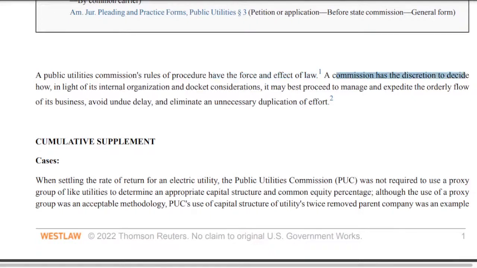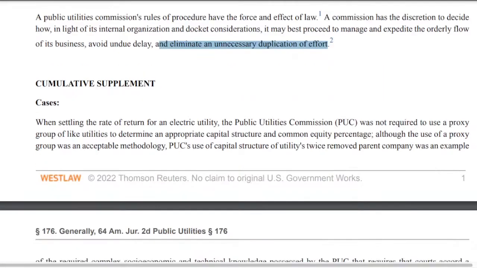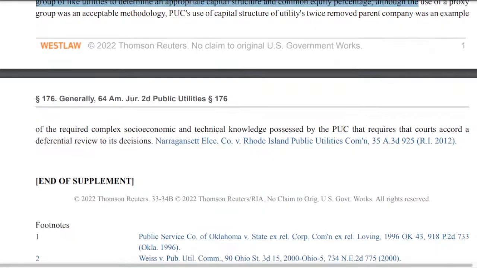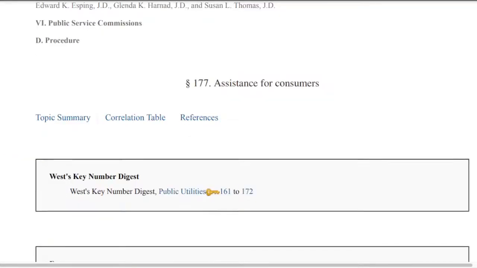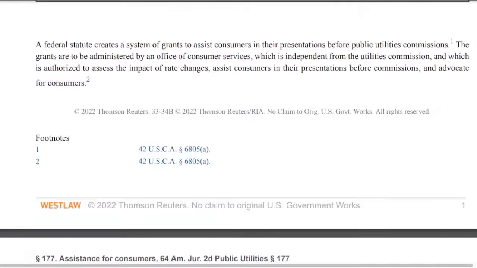The Commission has the discretion to decide how, in light of its internal organization and docket considerations, it may best proceed to manage and expedite the orderly flow of its business, avoid undue delay, and eliminate unnecessary duplication of effort. Cases: when settling the rate of return for an electric utility, the Public Service Commission was not required to use a proxy group of utilities to determine an appropriate capital structure. Okay. We're not going to get into that. Assistance for consumers. All right, here we go.